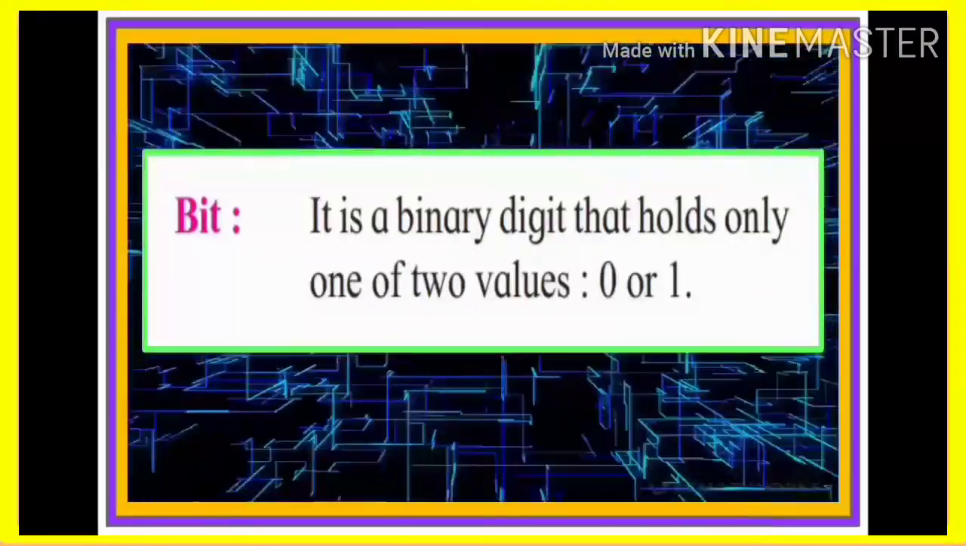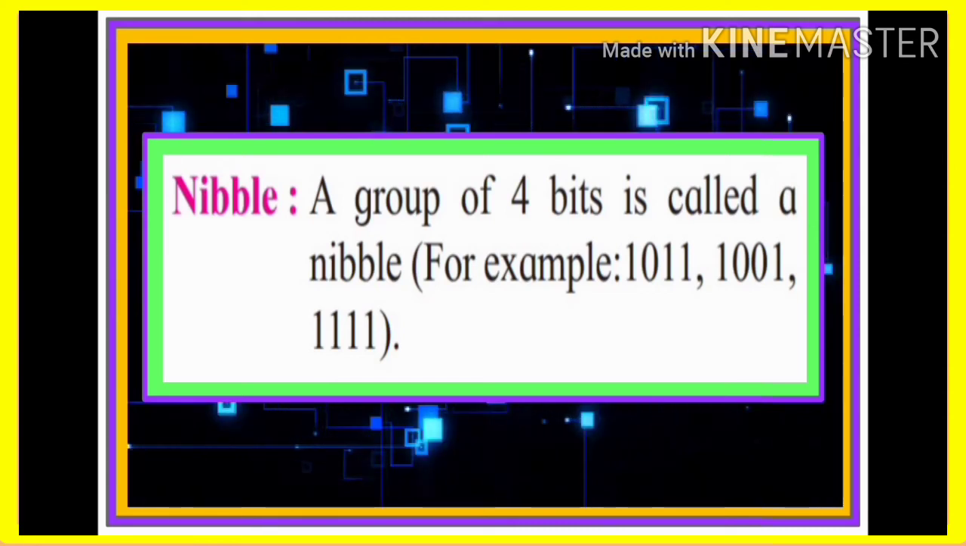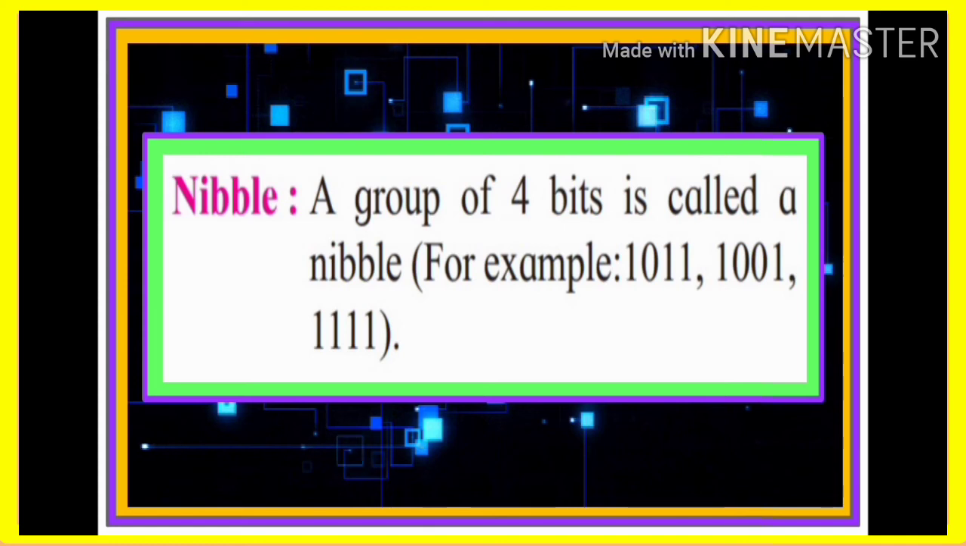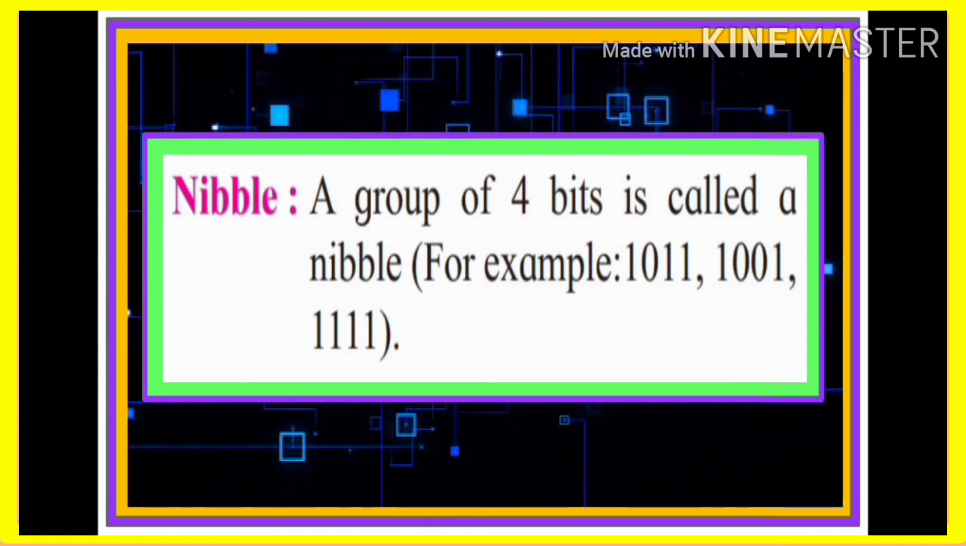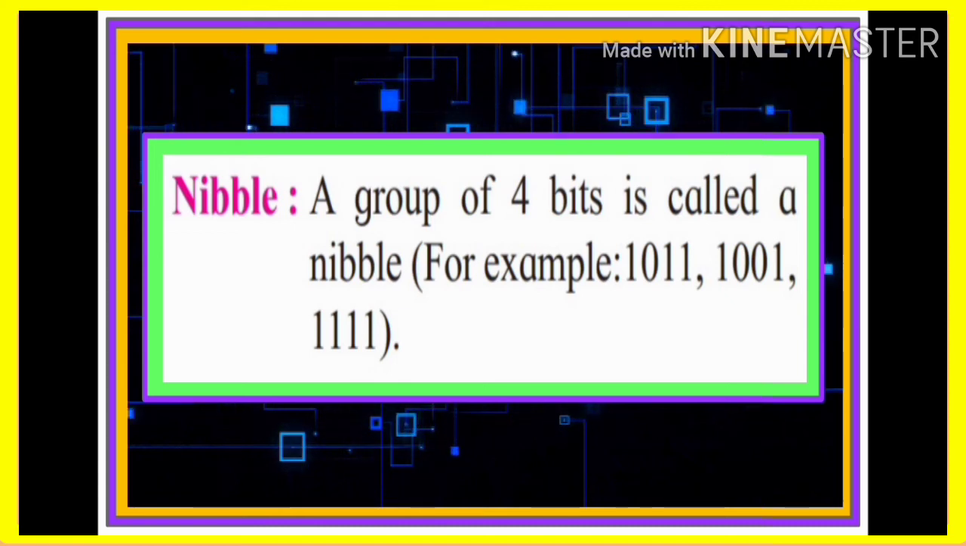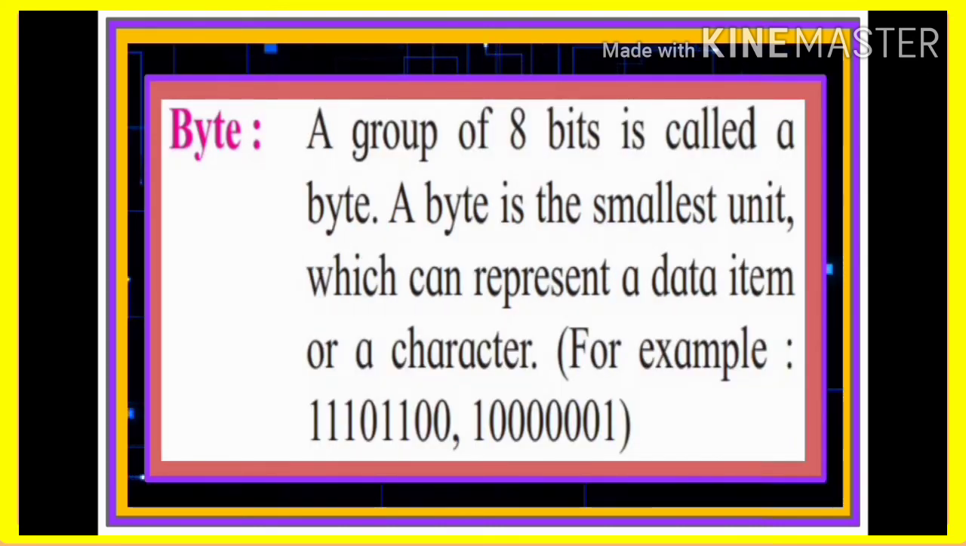Next is nibble. A group of 4 bits is called a nibble. For example, 1011, 1001, 1111. Next is byte. A group of 8 bits is called a byte. A byte is the smallest unit which can represent a data item or a character. More than 8 bits is called a word.